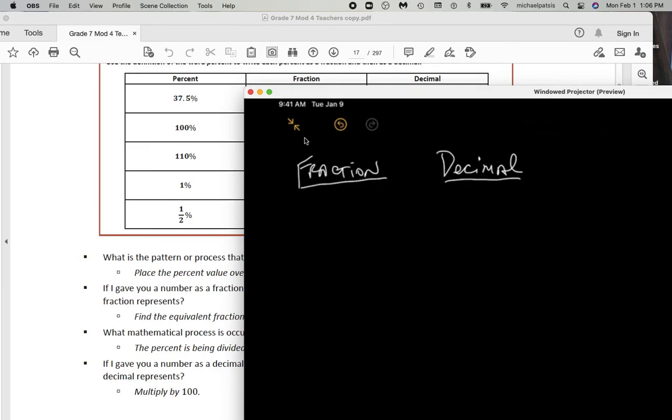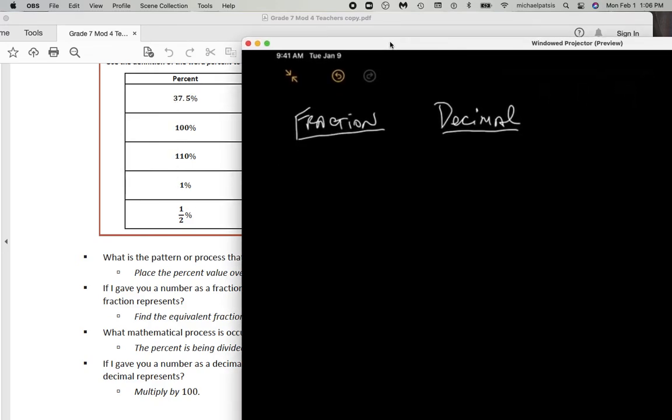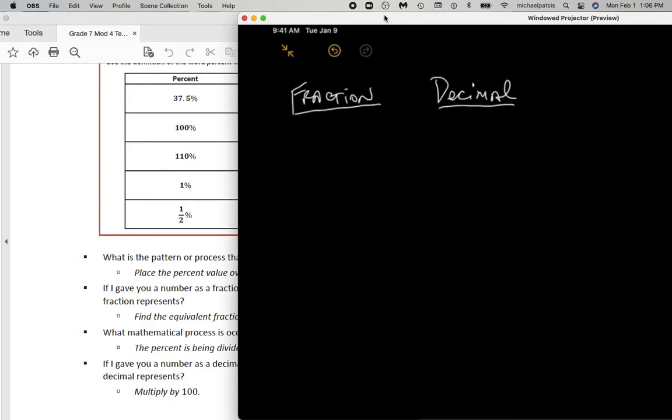This is taken from Eureka in Lesson 1, and they have percents listed here in this column, and they want you to find the fraction and the decimal for each of these percents. So let's go ahead and do that. Okay, let's start with 37.5%.